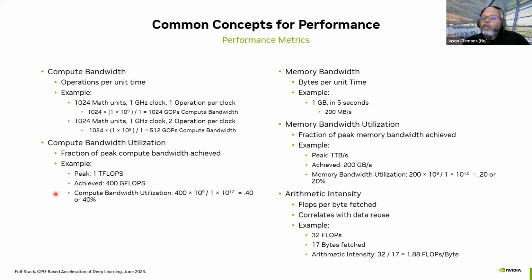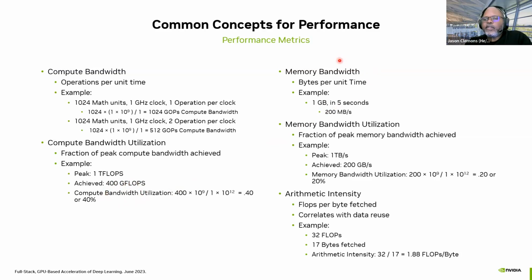So for example, if your hardware could do 1 teraflops, but you're only using 400 gigaflops, then yeah, you're at 40%, right? Compute bandwidth utilization. What that means is you could be pushing your system better if you can get more compute running on that hardware. Their hardware is ripe for more compute to be utilized.